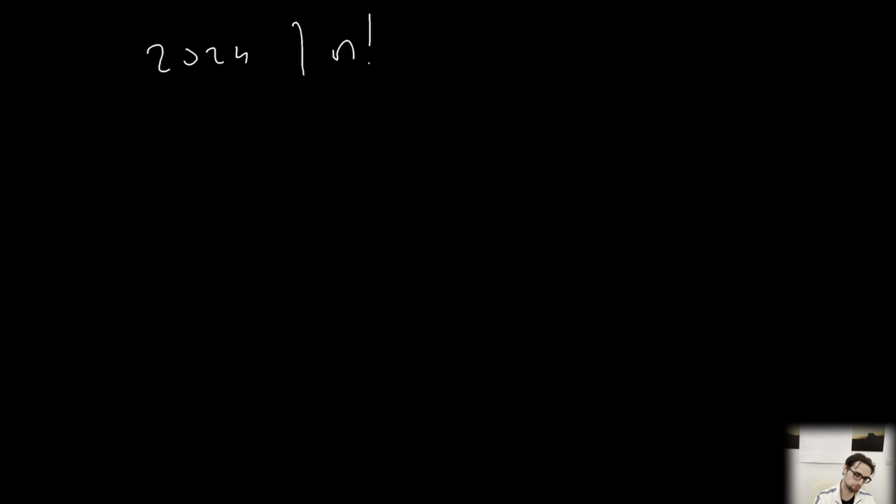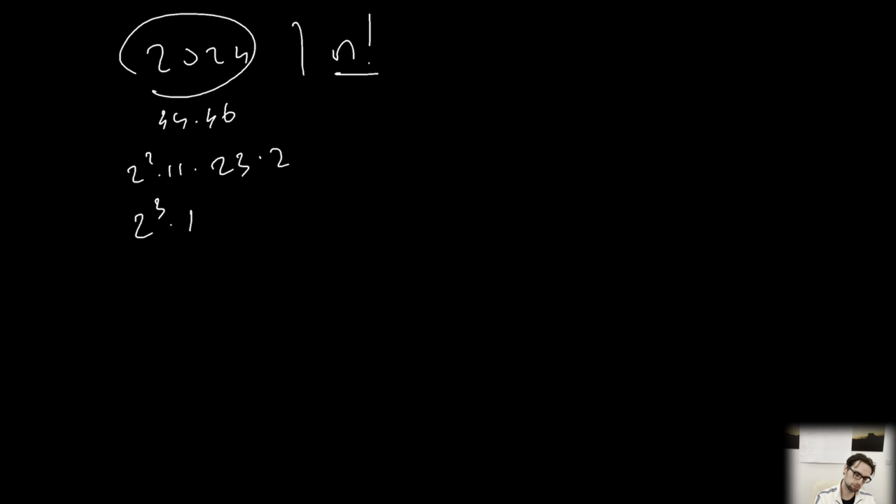What is 2024? It's 44 times 46, which is 23 times 2, 2 squared times 11. So the prime factorization is 2 cubed times 11 times 23. Always good to just know the prime factorization of your year. So what happens here? Okay, we're going to need three 2's, an 11, and a 23 in n factorial. When do we get a 23? Well, if n factorial is at least 23.